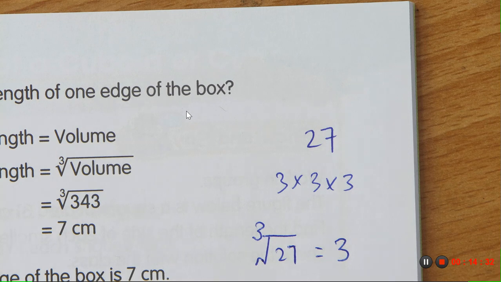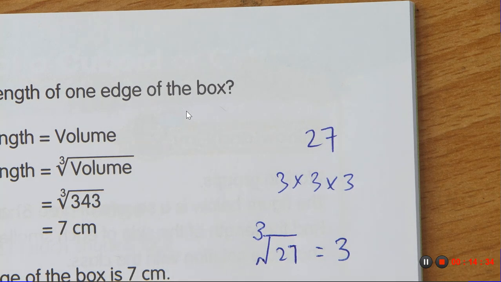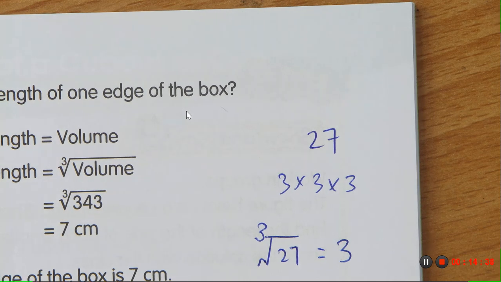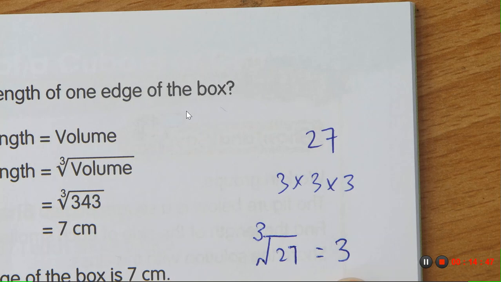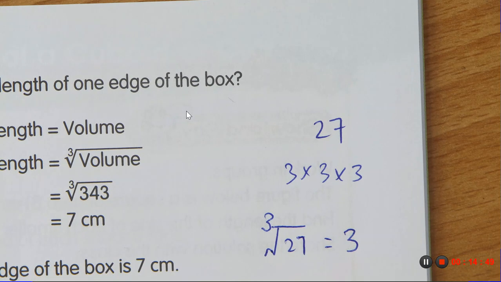So just now when I asked Adrian, you use 27 cubes. What is the length of each side? It's like working backwards, you know. Actually, he found 27 by using 3 times 3 times 3. Now, here's a shortcut. We're going to learn this new identity called cube root.